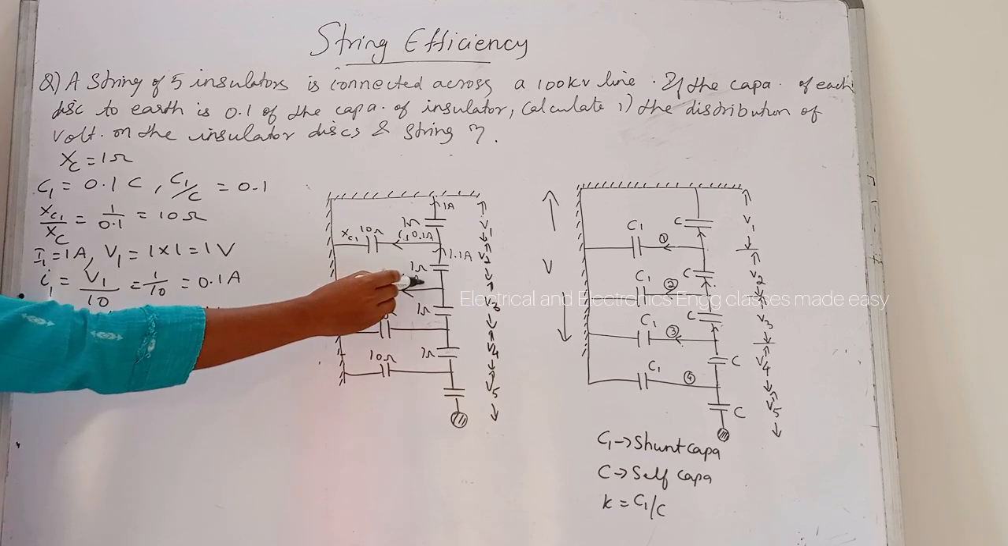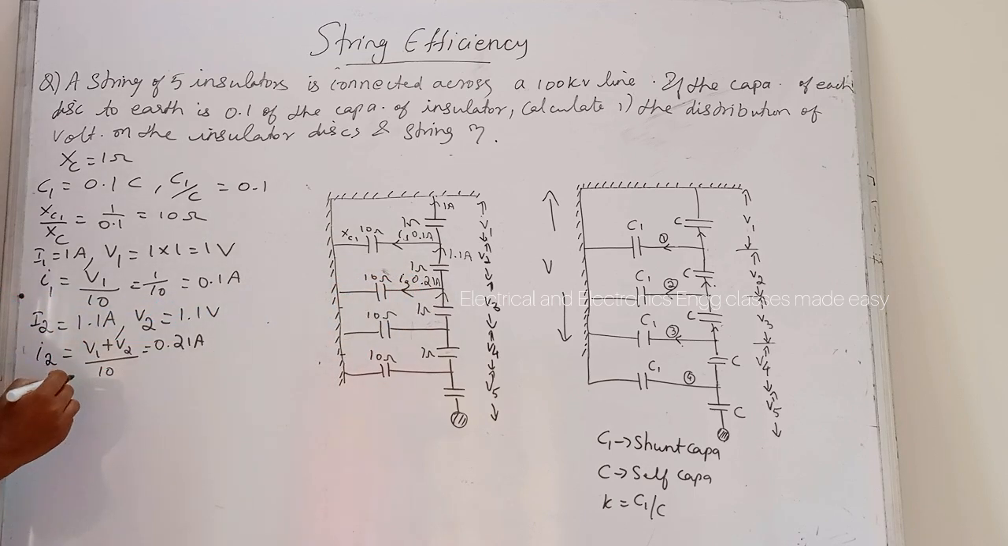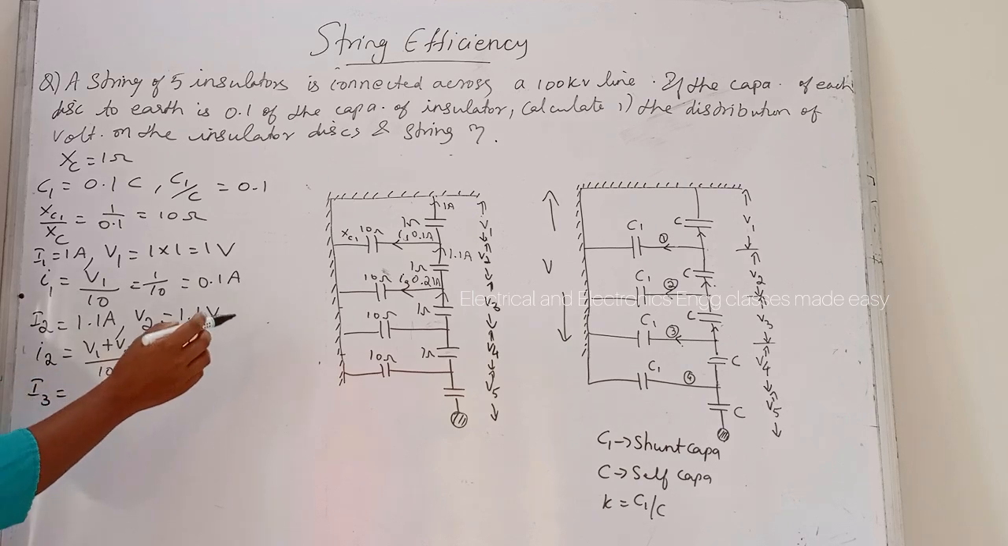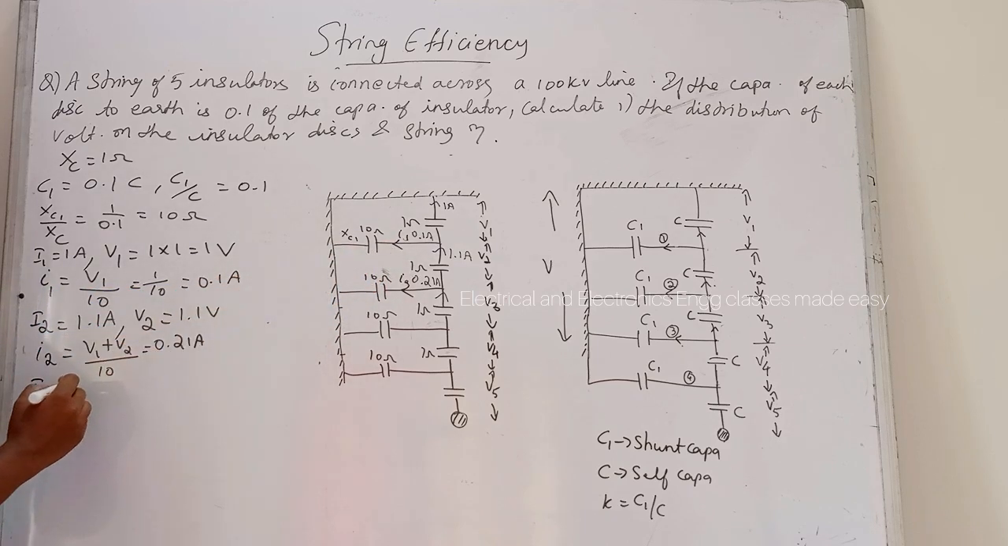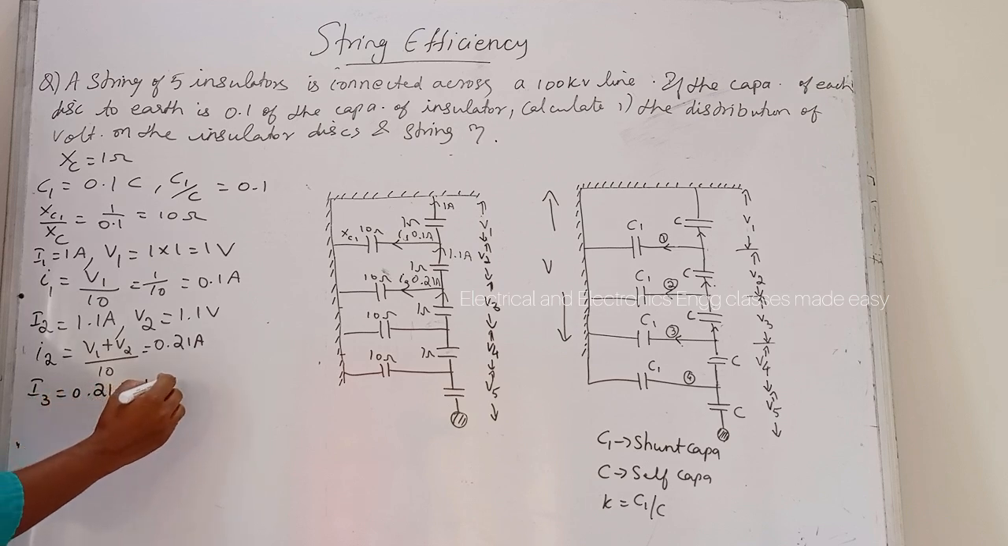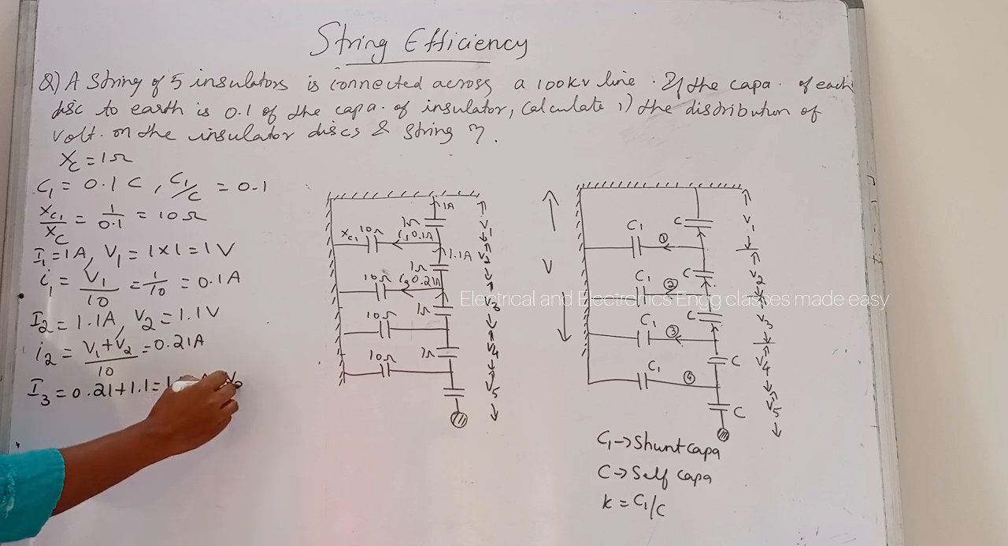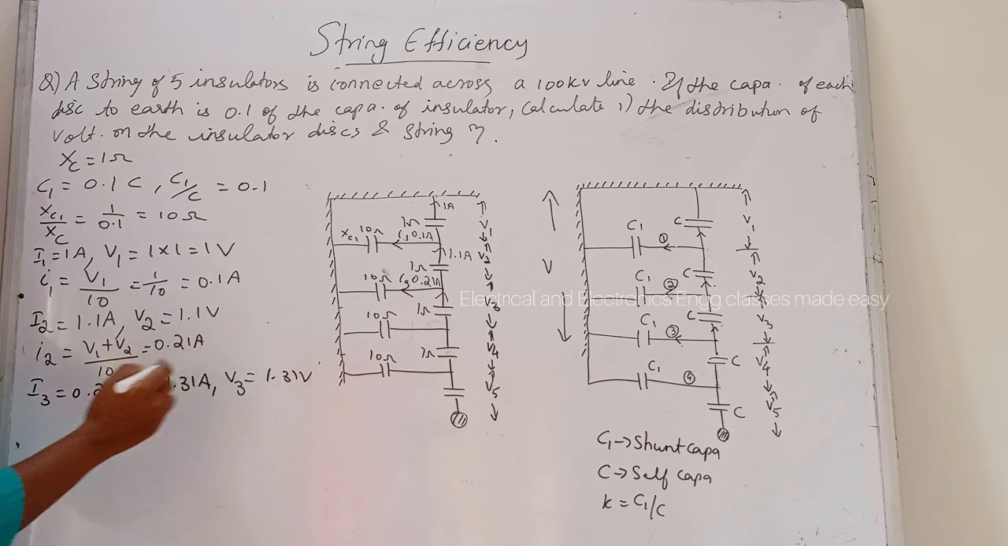So this is 0.21 ampere. Then what will be this current, that is I3? So I3 is equal to the sum of these two currents, that is 0.21 plus 1.1 is equal to 1.31 amperes. Then what will be V3? V3 will be equal to 1.31 volts.